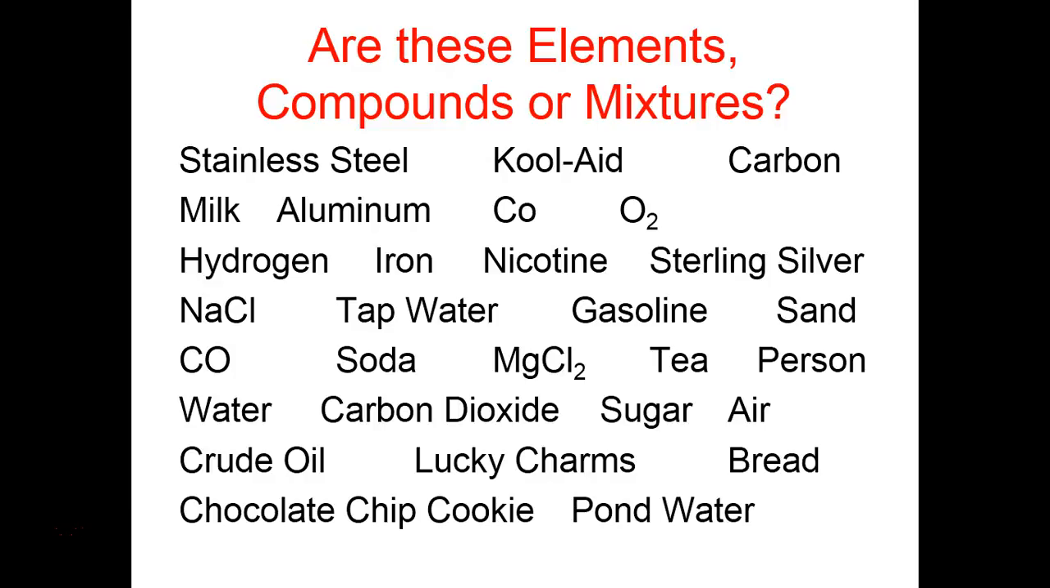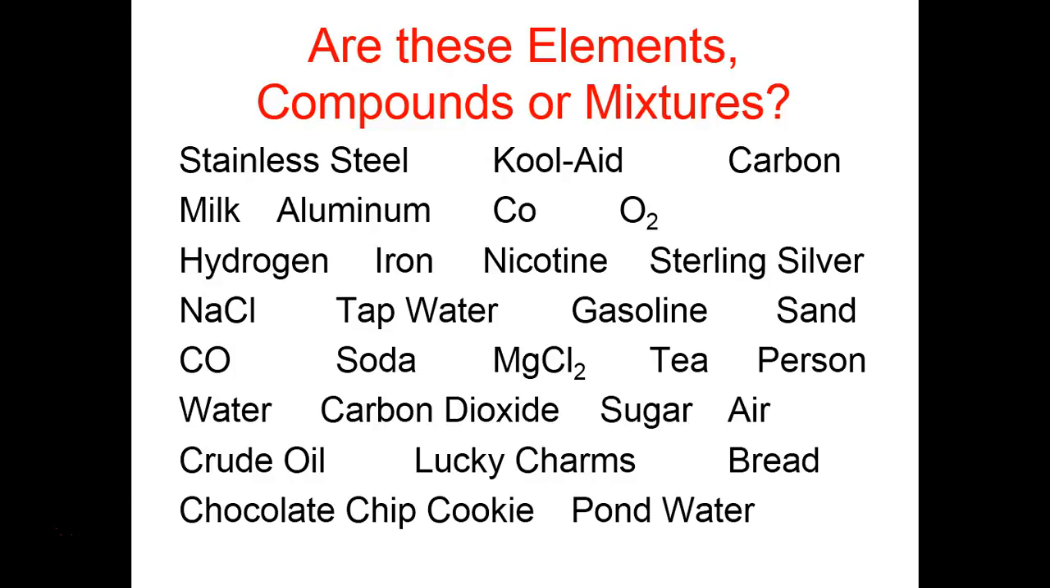MgCl2, the formula there should clue you into the fact that it's a pure substance, all right, because it's got multiple capital letters there. It's a compound. It's got magnesium in it, that's the Mg, and chlorine in it, which is the Cl part. Okay, so magnesium chloride is a compound. It's got multiple elements in it.